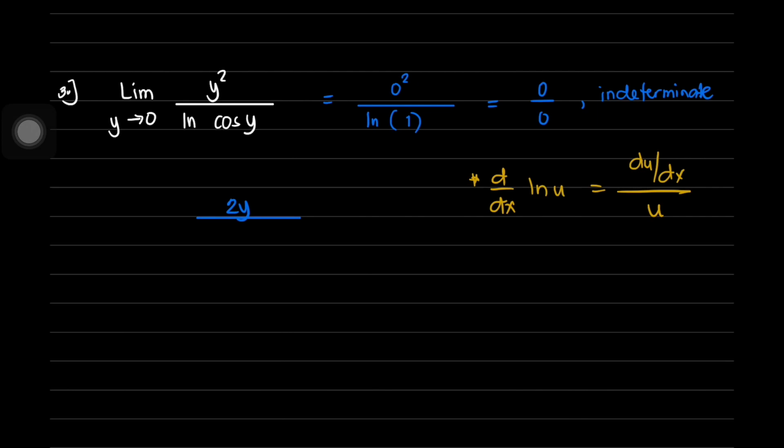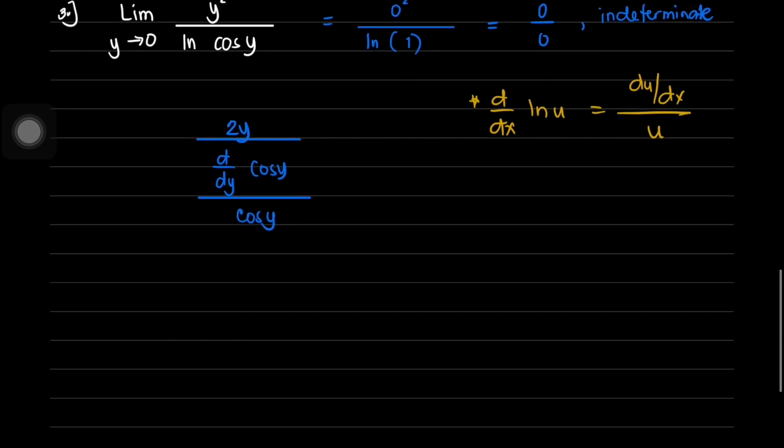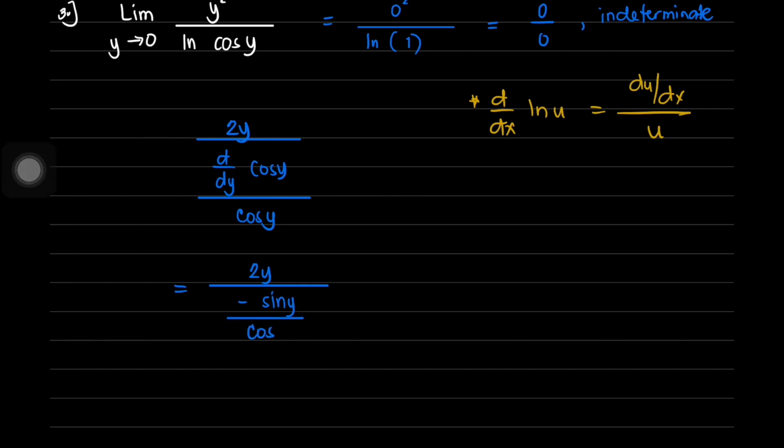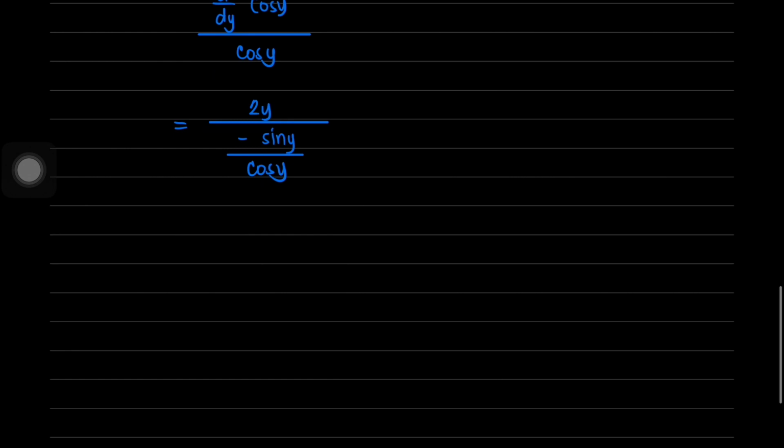Applying that formula, the derivative of cosine of y with respect to y all over cosine of y. So this is now equal to 2y all over the derivative of cosine of y, which is negative sine of y, over cosine of y. Now simplifying this one, we have negative 2y cosine of y all over sine of y.